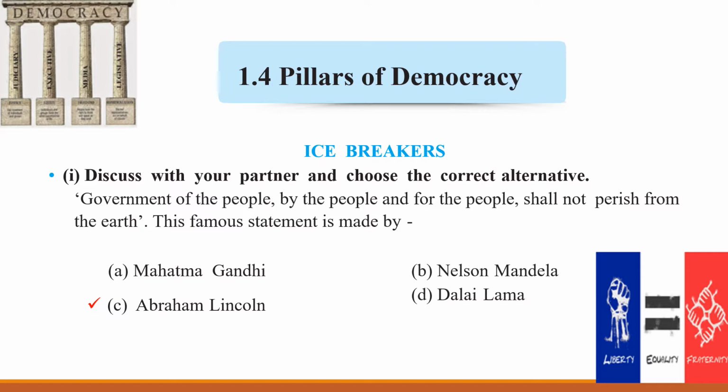We begin with icebreakers. First question is choose the correct alternative. The statement is given and options are given of that statement. We have to choose from among them which one is the correct alternative. Statement is government of the people, by the people and for the people shall not perish from the earth. This famous statement is made by Abraham Lincoln. The correct answer is tick marked.